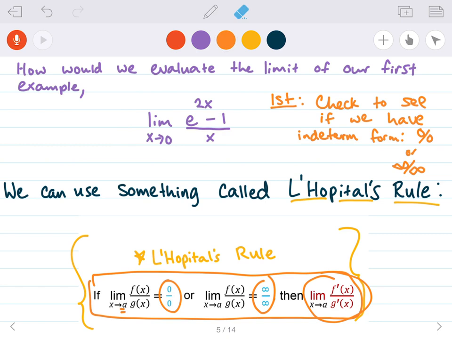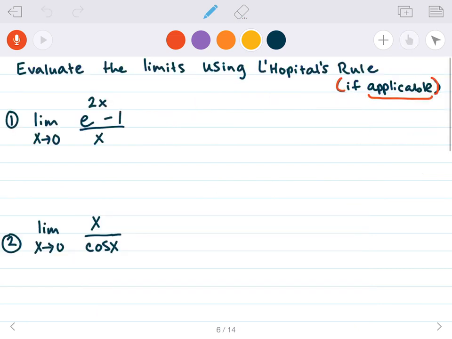All right. Let's go ahead and just move over here because this is the one that we were looking at. So let's first check that. If I plug in 0 for x, I get e to the 2 times 0 minus 1 over 0, which ends up giving me 0 over 0. So yes, this is an indeterminate form, which means I can use L'Hopital's rule.